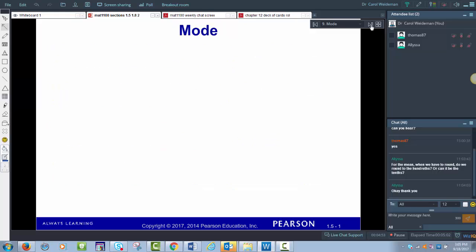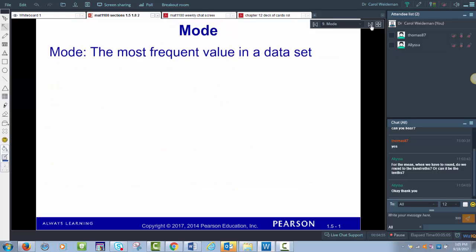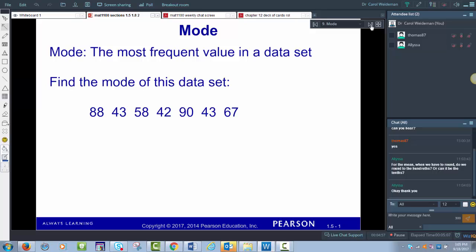And then the third measure of center is called the mode, which is the most frequent value in a data set. So let's find the mode of this data set here.